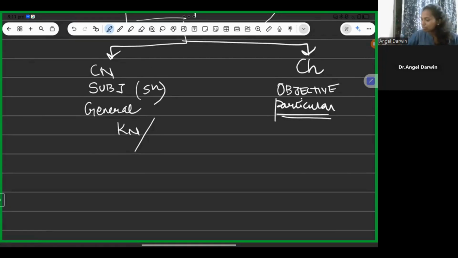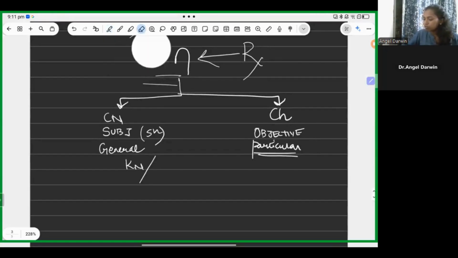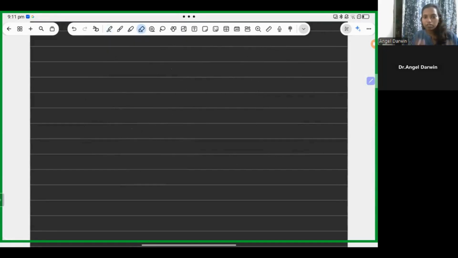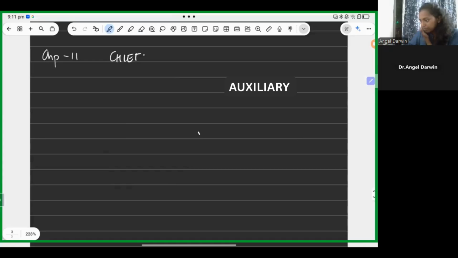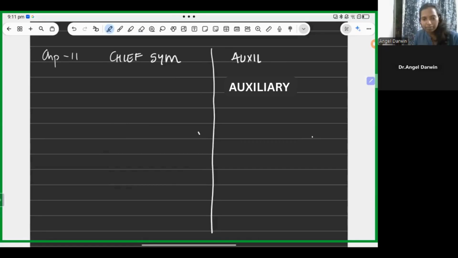But this chapter specifically deals with whether it is a chief symptom or an auxiliary symptom. There are only two types of symptom that we are going to see in this chapter. The chapter's name, chapter number 11, is chief symptom, compared with auxiliary symptom. Before we start what Roberts has said in this chapter, I will say a brief about it. When a patient comes with a symptom, we are going to classify it in two ways: whether it's a chief symptom or an auxiliary symptom.